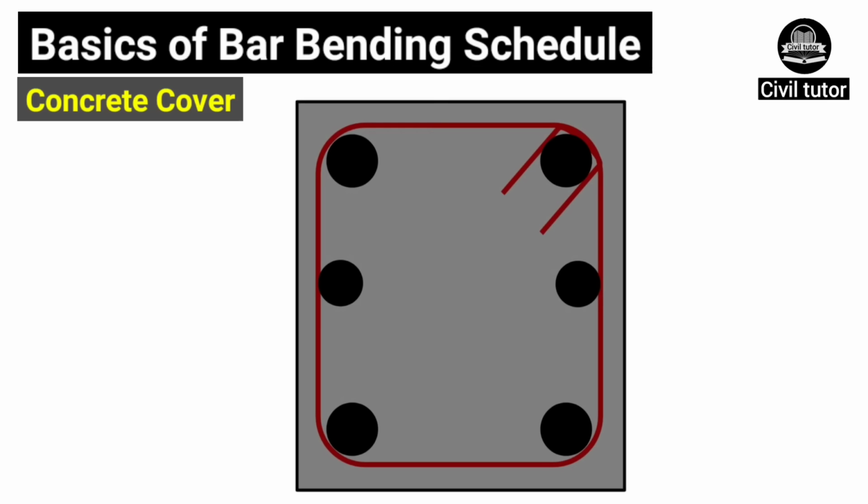For illustration, I have shown the cross section of a beam which is of rectangular shape. This red colored rectangle is the stirrup and the black colored circles are the main bars. The space between stirrup and outer surface of the beam is known as concrete cover, and the outer surface of the beam is the exposed concrete surface. For providing the clear cover, covering blocks are used to create a space between the reinforcement and the shuttering surface. These blocks are available in different sizes as per the need.